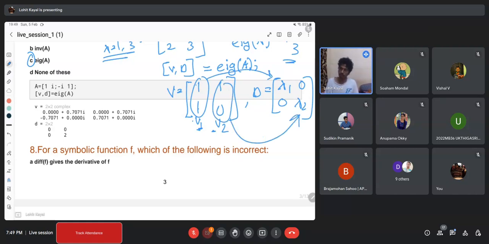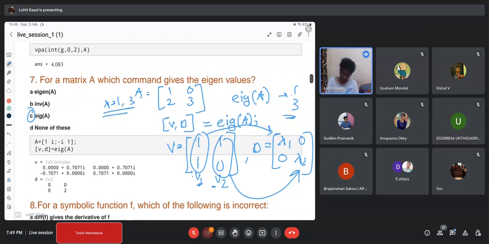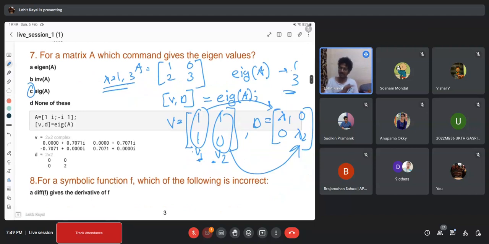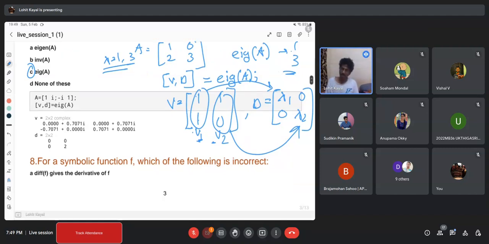Whenever you type it this way in MATLAB, it will give you both the eigenvectors and the eigenvalues. If you don't write it this way and only write eig of A, it will give you only the eigenvalues, not the eigenvectors. You can go to Google and search how to find eigenvalues in MATLAB. It will give you the whole documentation. There are various other options you can learn from that, but this is the basic idea.